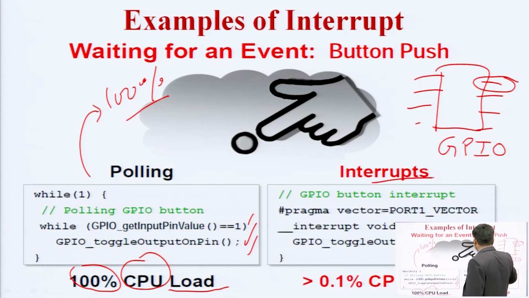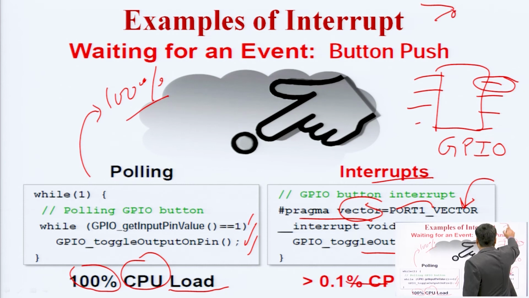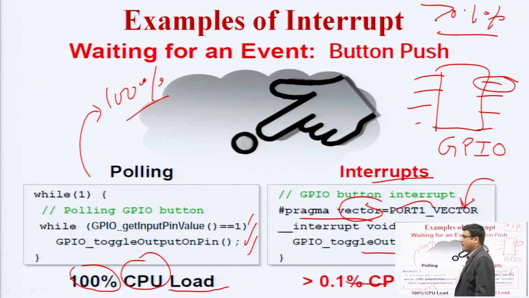But in interrupts, if any interrupt occurs, it has some vector location. If any interrupt occurs, then our system will toggle the output pin. Here the CPU usage is greater than 0.1%. It means that the CPU only looks into the interrupts whenever they occur. It will not continuously check the status of the input output pins.